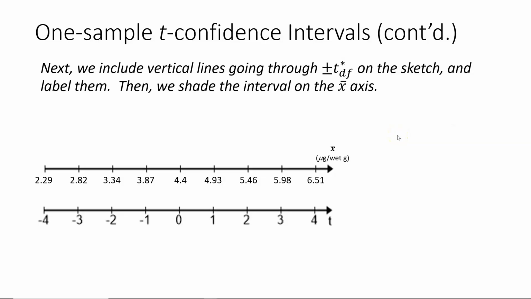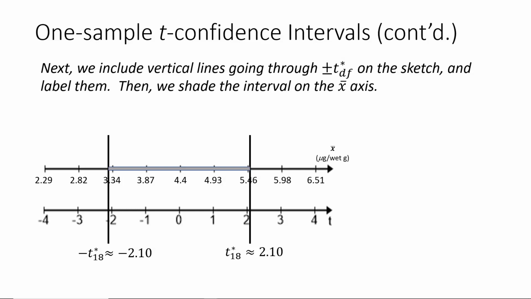Continuing with our sketch work, the next thing I'm going to do is include vertical lines going through the plus and minus t asterisk values on the sketch. I then label those values below the vertical lines. And next, I shade the interval on the variable or x-bar axis.